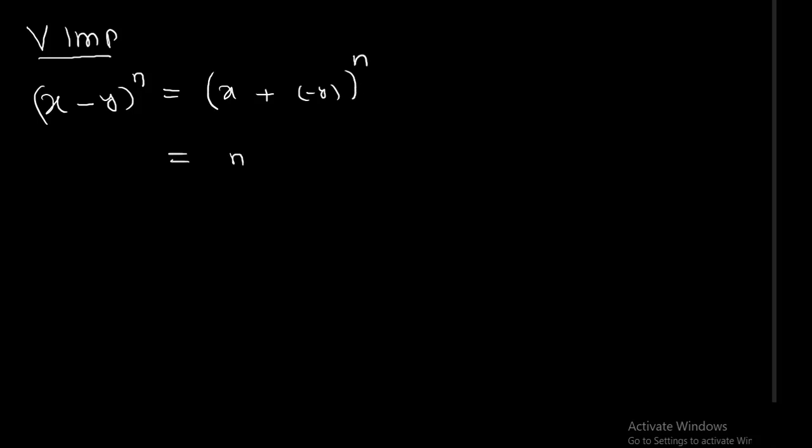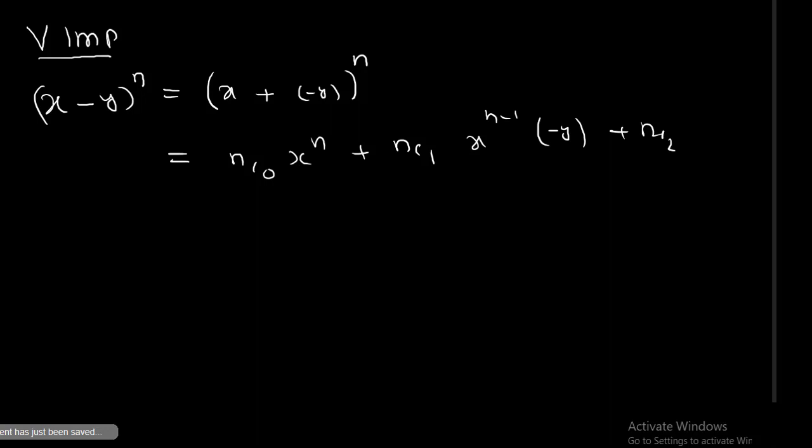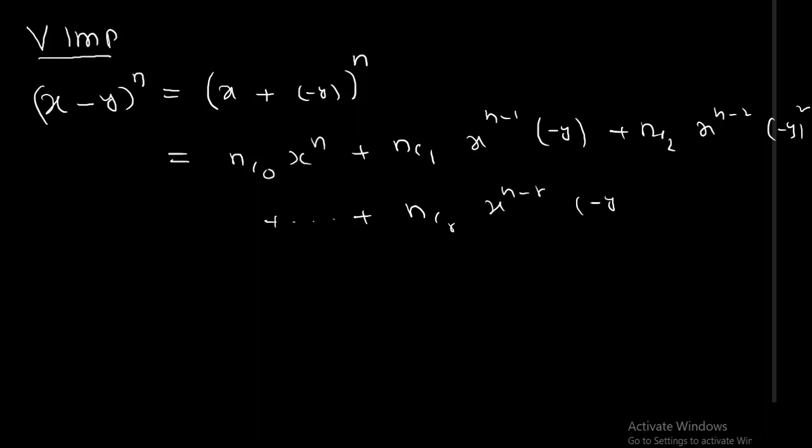What can I say? nC0 into x power n plus nC1 into x power n minus 1 into minus y plus nC2 into x power n minus 2 into minus y square plus so on plus nCr into x power n minus r into y power r plus so on plus nCn into y power n.